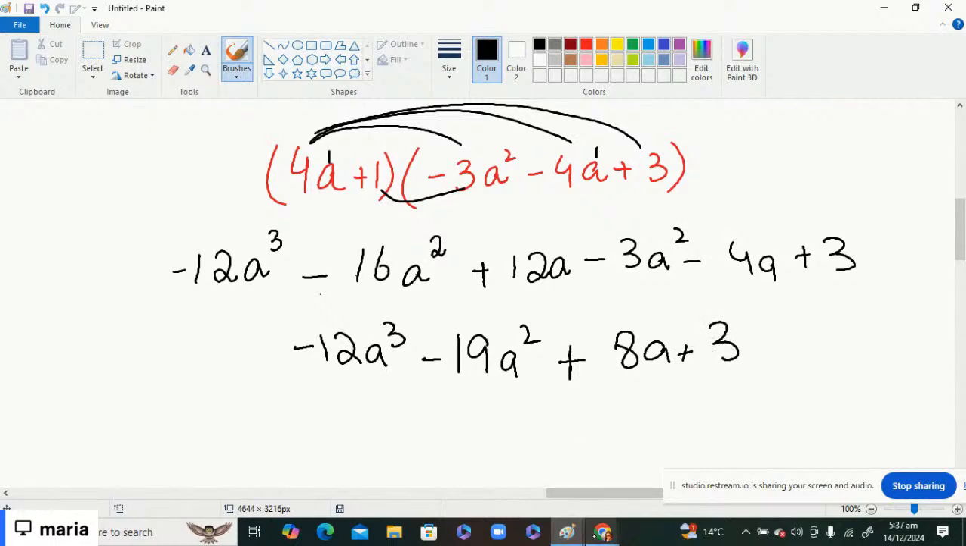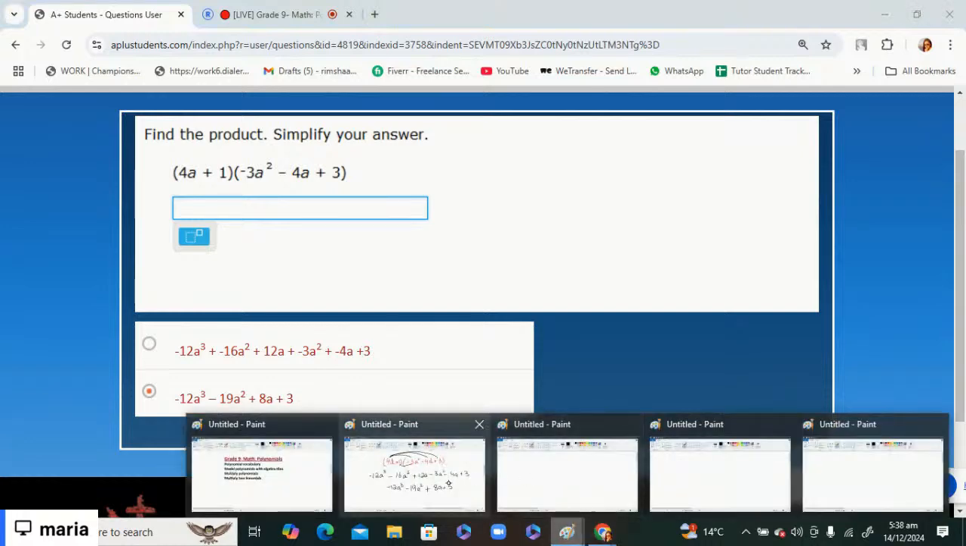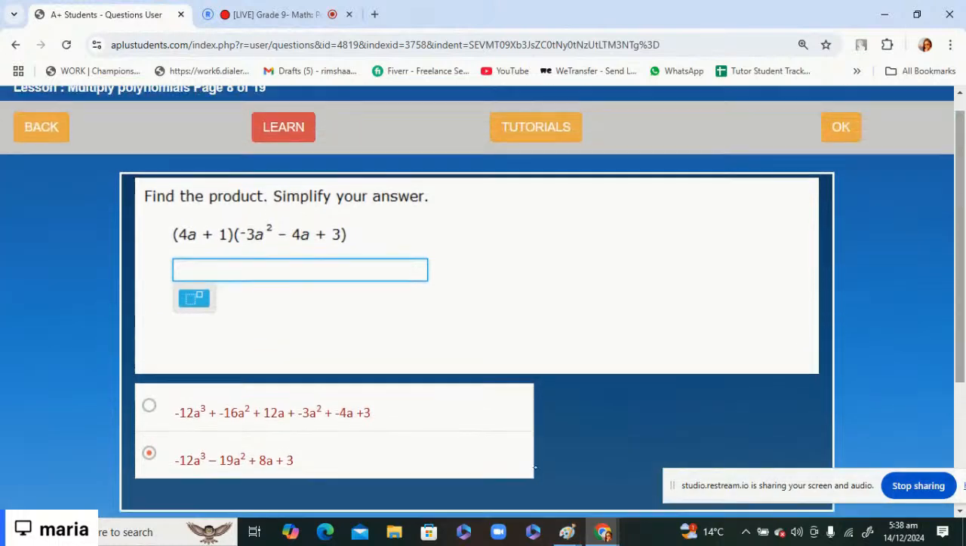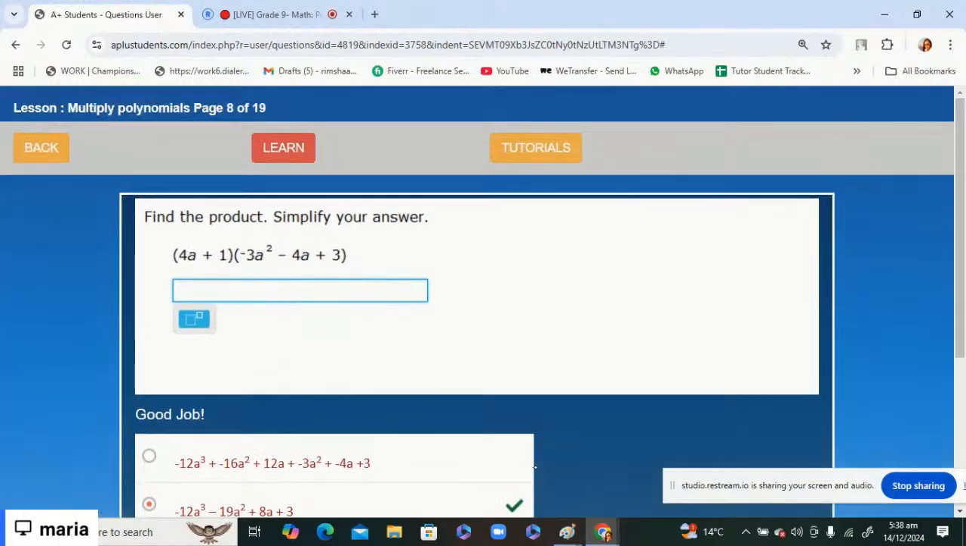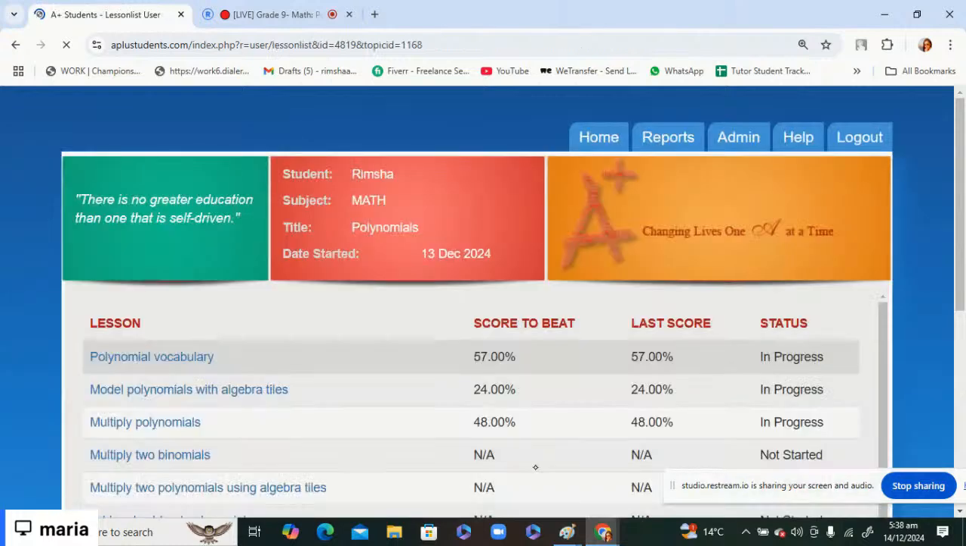This is your answer. Let's see. This one. Minus 12a cube minus 19a square plus 8a and plus 3. Okay. Hope you guys understand this lesson as well. Solve the rest of the test questions by yourself.